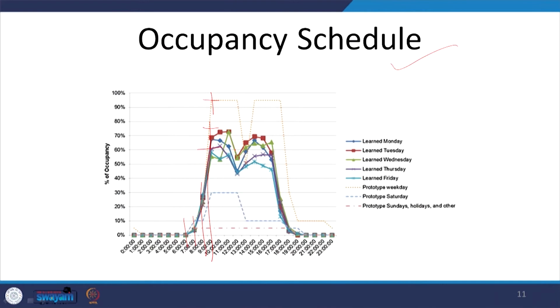It dips back around lunch when people would be going out for lunch, and for other times it will be almost close to the peak, and then again towards the end of the day it sharply goes down. Suppose it is a 24-hour building, then we have to also look at the other shift and we will have the occupancy schedule. Now, how does occupancy schedule help in estimating the energy performance of the building?